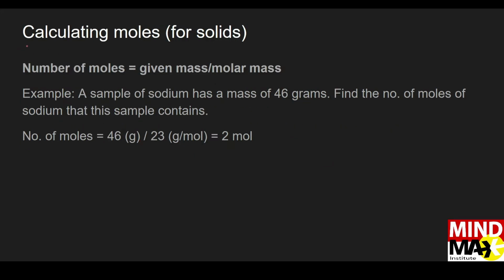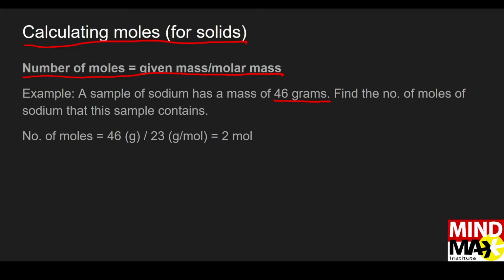Okay, so let's move on to the calculation of moles for solids. If you wish to find the moles of any solid, you have to use this formula. Number of moles is equal to given mass divided by molar mass. The given mass would be given in the question, and the molar mass you have to find from the periodic table. The molar mass is, like we learned, the relative atomic mass expressed in grams. The sample of sodium has a mass of 46 grams as per the question. The relative atomic mass of sodium is 23. That's something we know from the periodic table.